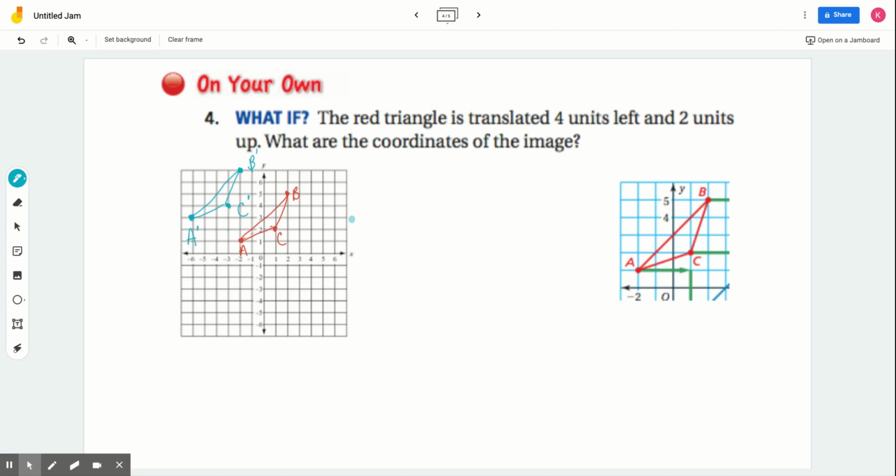So the question's asking us, what are the coordinates of the image? So now that we've drawn the image, we can label the coordinates. So the coordinates of A prime would be -6, 3. B prime would be -2, 7. And C prime would be -3, 4.